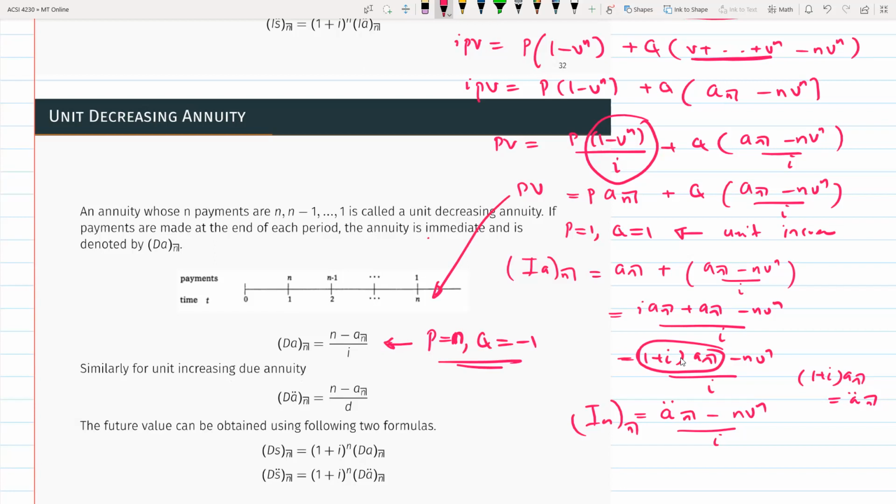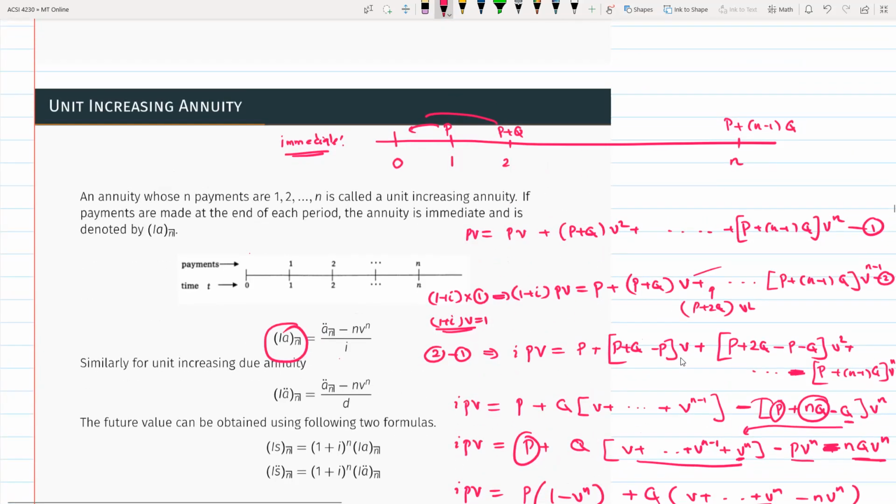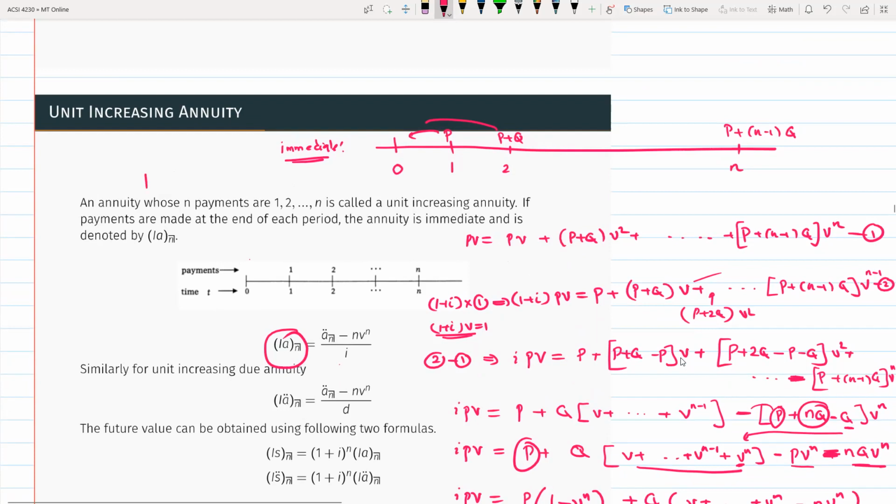So when you have this kind of arithmetic progression annuity immediate, the present value is going to be P times an plus Q times (an minus n times Vn) over i. You need to memorize that formula. P is the starting value, and Q is how the values are incremented. It can be increasing or decreasing. If it is an increment, it's going to be a positive Q value. If it decreases, Q is going to be a negative Q value.